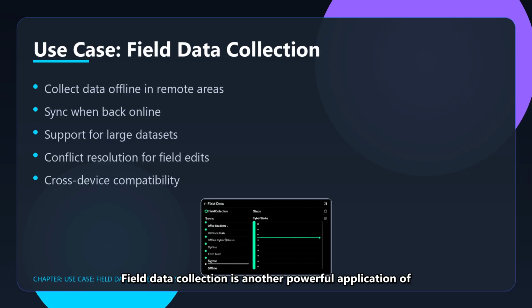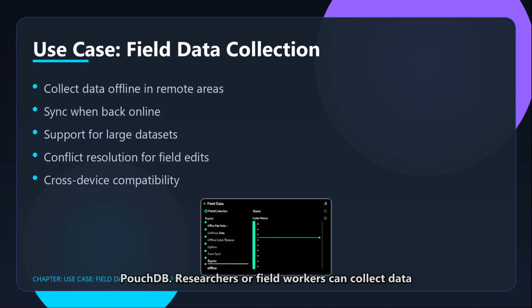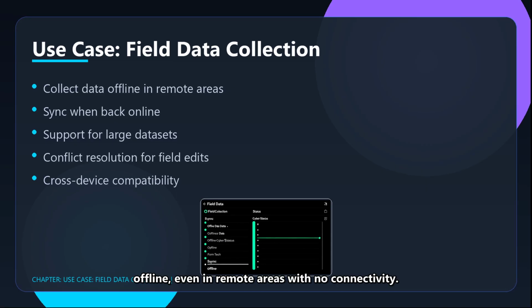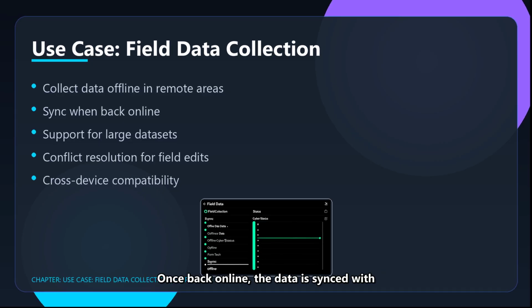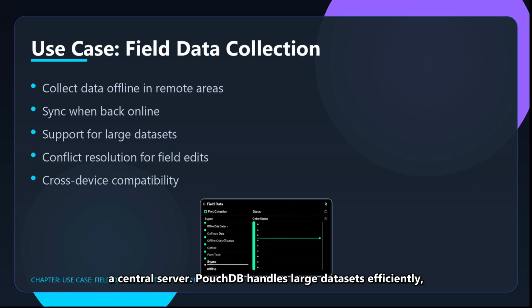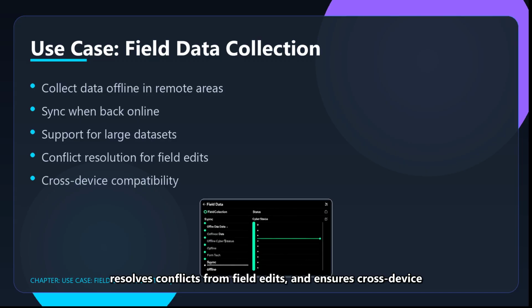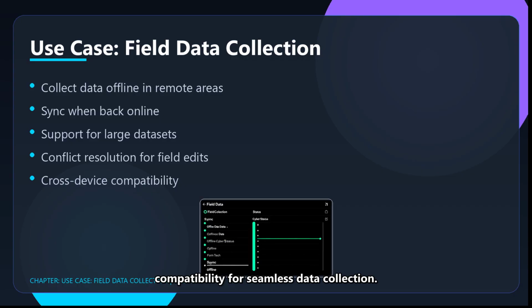Field data collection is another powerful application of PouchDB. Researchers or field workers can collect data offline, even in remote areas with no connectivity. Once back online, the data is synced with a central server. PouchDB handles large datasets efficiently, resolves conflicts from field edits, and ensures cross-device compatibility for seamless data collection.